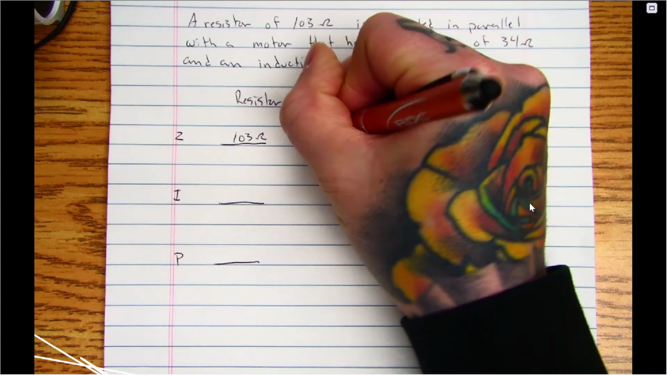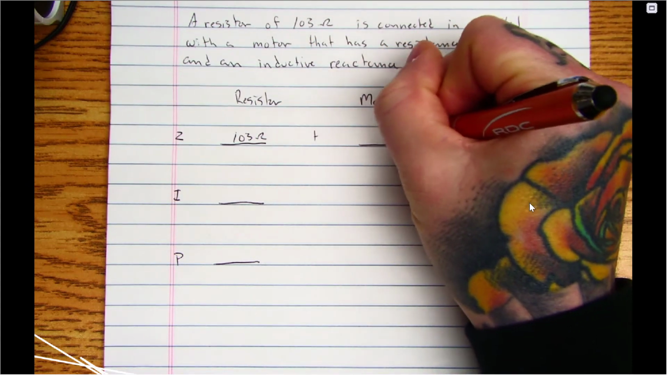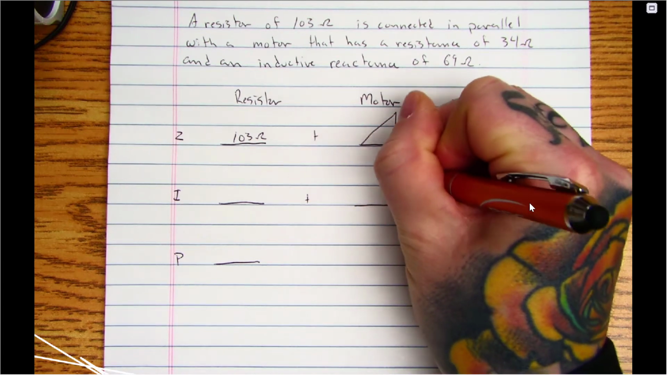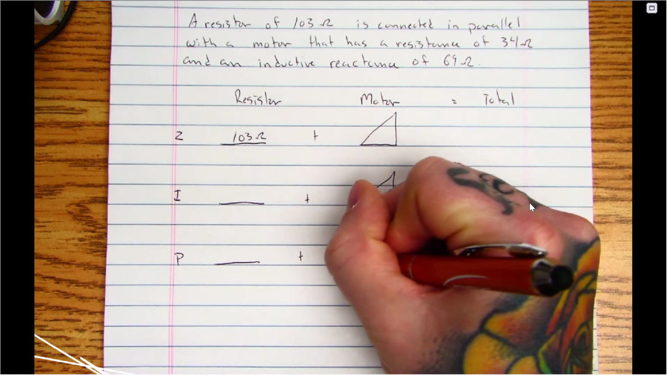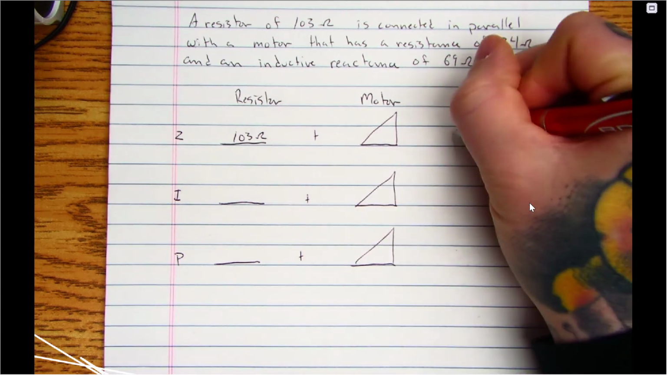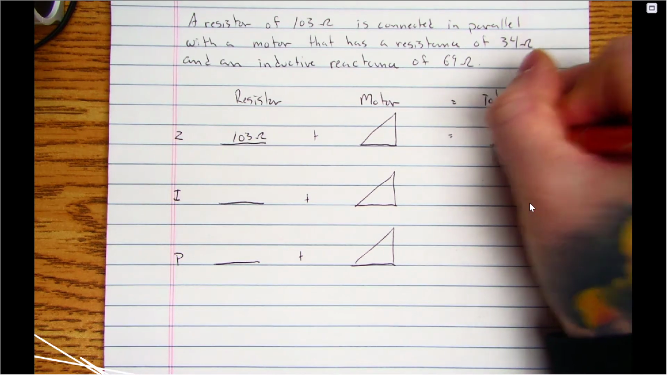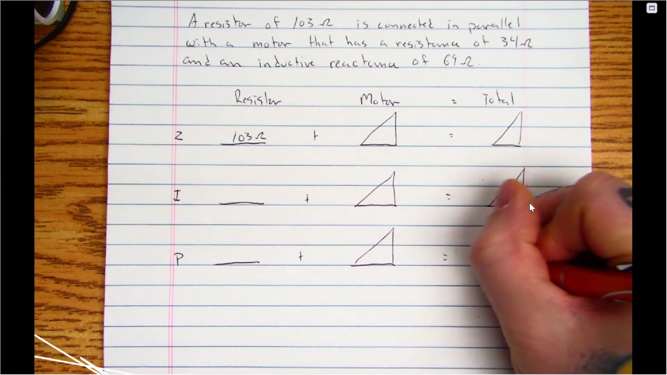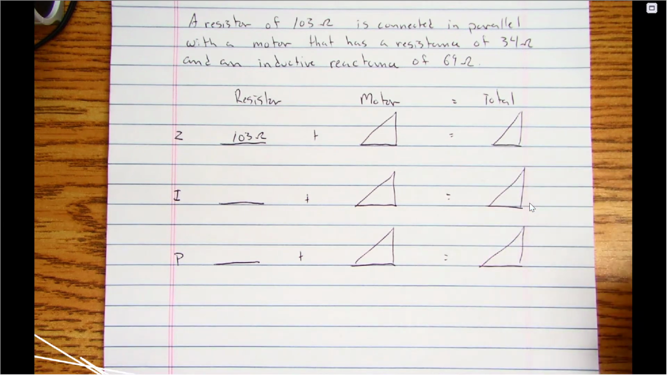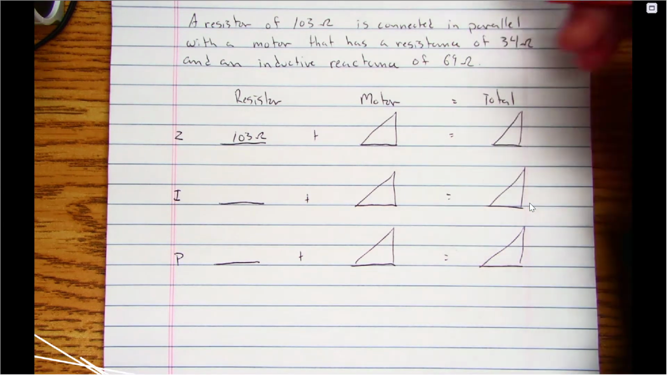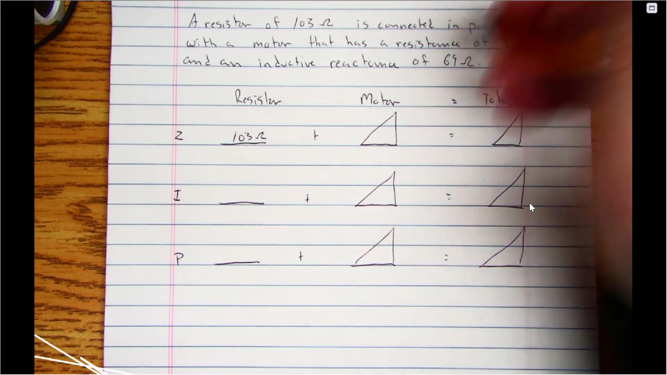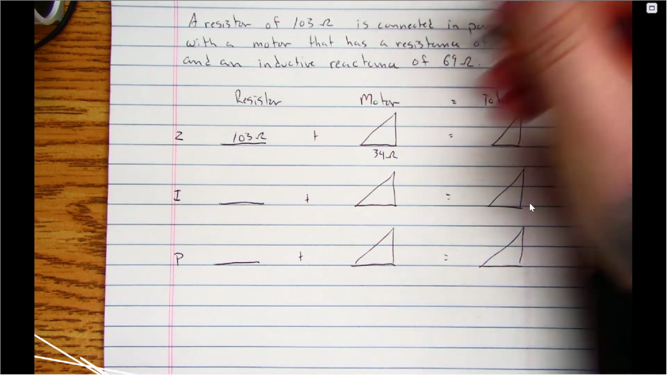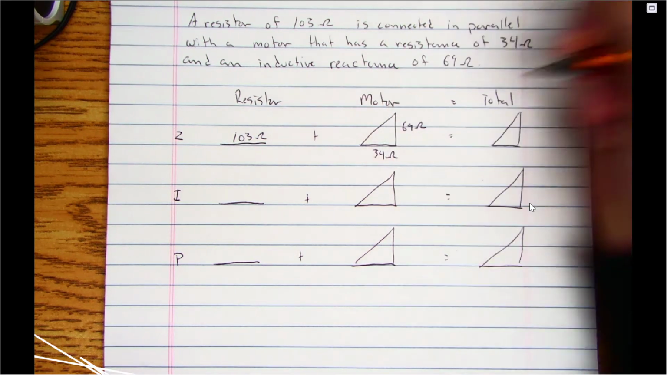And we're going to add that to a motor. Again, it's going to have a resistance and an inductive reactance. So it has a reactive portion, so it's going to have its own triangle. And then we're going to get a total that also is a triangle because we're going to have an inductive reactance and resistance as part of our circuit. So to give us the information here for our motor, it says it's got 34 ohms resistance and 69 ohms of inductive reactance.